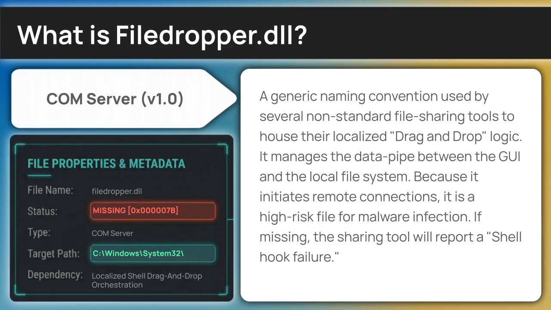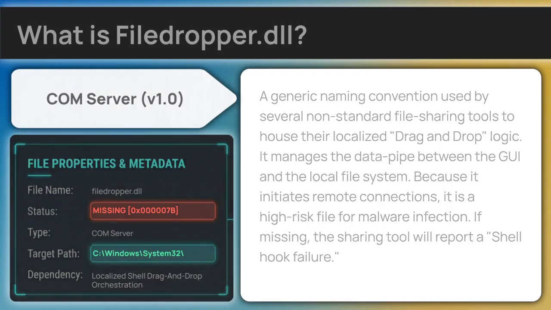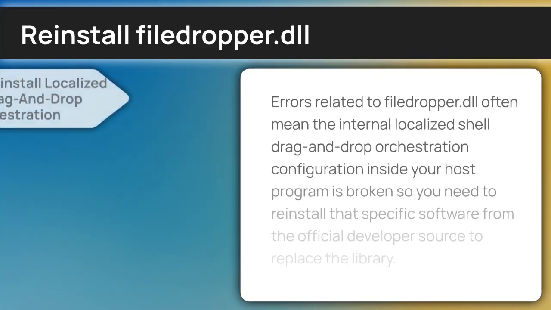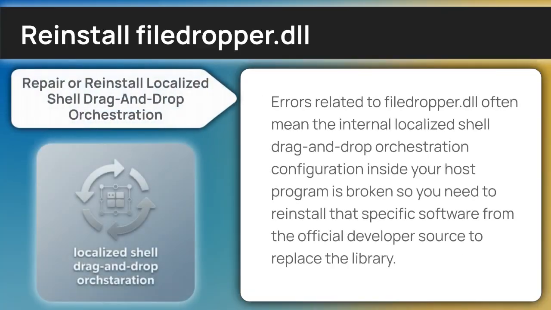Our first move is installing a fresh, clean copy of the library. Errors related to Filedropper module DLL often mean the internal localized shell drag and drop orchestration configuration inside your host program is broken, so you need to reinstall that specific software from the official developer source to replace the library.